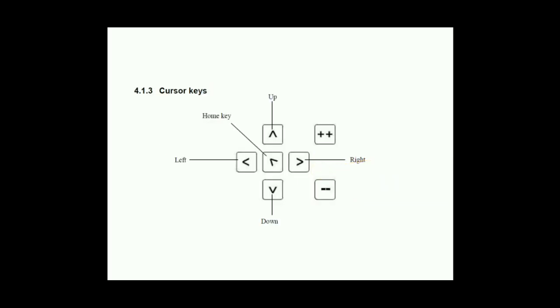Now moving to the cursor keys. Here you will get the cursors like up, left, right, down, everything you will get from there. You can see that this arrow is for up, this arrow is for left, this arrow is for down, and this arrow is for right. And now the main button, that is called the home key.